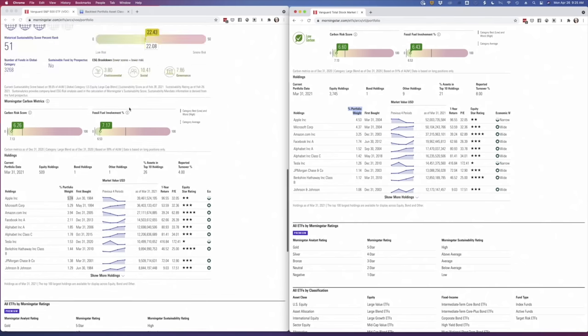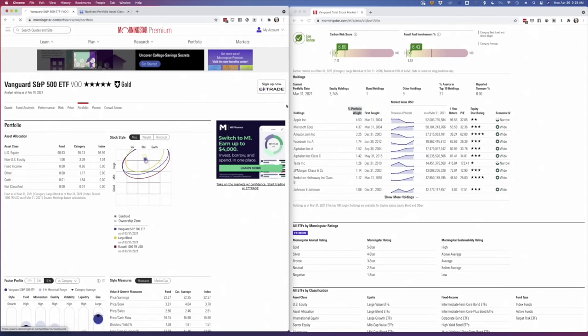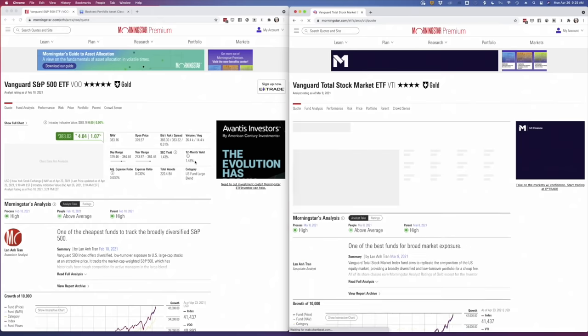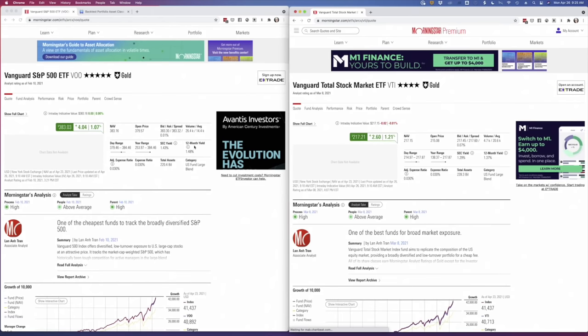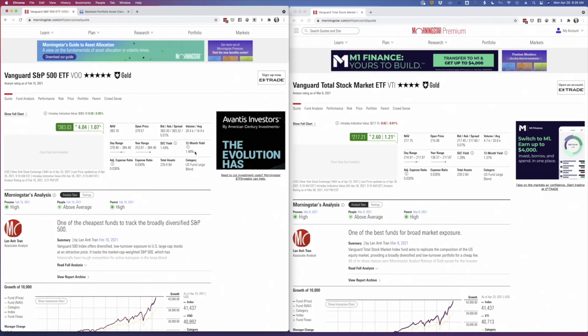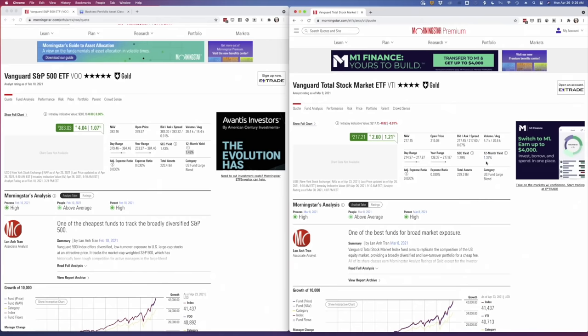Now, the next thing we want to touch on are the dividends and what's the dividend yield. So we're going to go back to the quote page, and we can see the dividend yield over the last 12 months, the 12-month yield. And for the S&P 500, you can see it's 1.48, right here. And for the VTI, total stock market ETF, it's a little lower, 1.37. And that kind of makes sense.